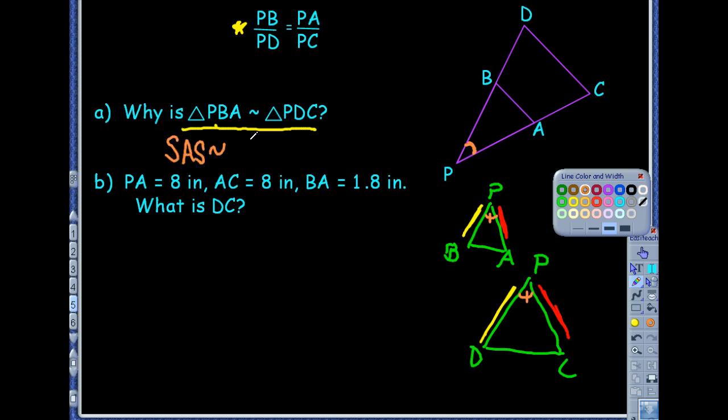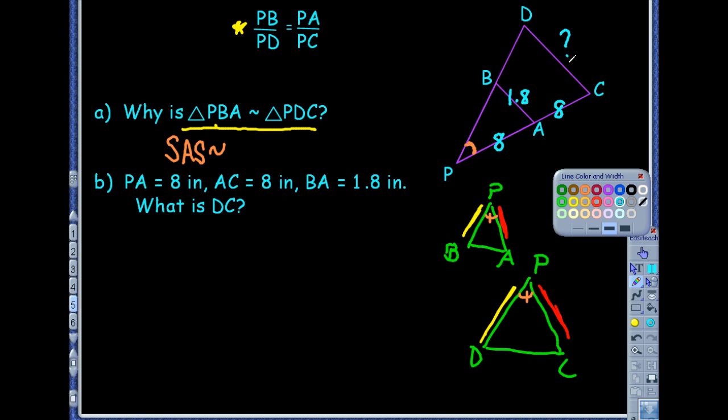All right. Moving on. Part B gives you some stuff to label. I'm going to label, and again, you don't have to redraw the picture. I'm going to label the original picture, and then maybe if we need to go to this, we can do that. All right, so PA is 8 inches. AC is also 8 inches. BA is 1.8 inches. And the question mark is, what's DC's length?